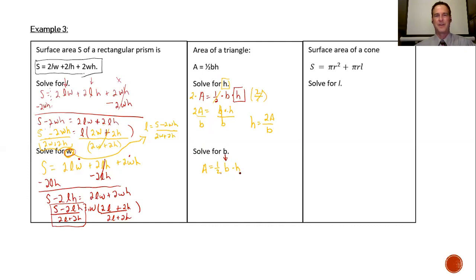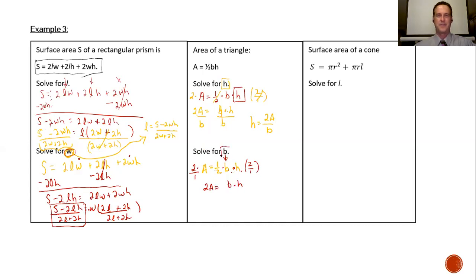Okay, so what does that mean? You have to get rid of the half, and you have to get rid of the h. And this is a times h. So how do I get the half being multiplied by the b? You multiply it by the reciprocal, 2 over 1. 2 over 1 is just 2, times a is 2a. And this is b times h.